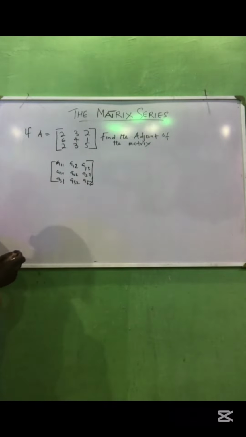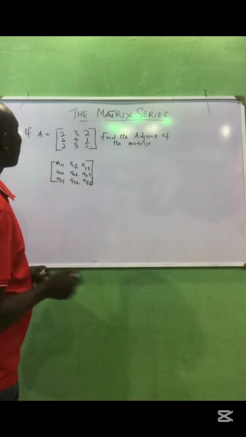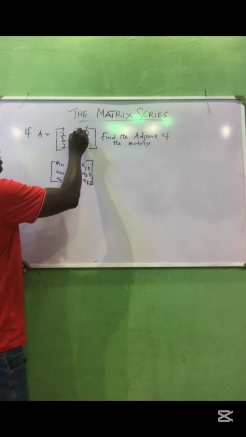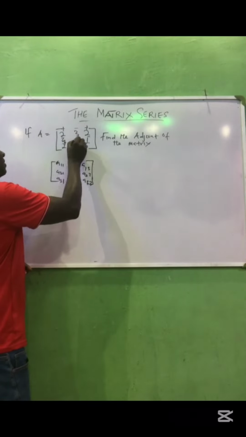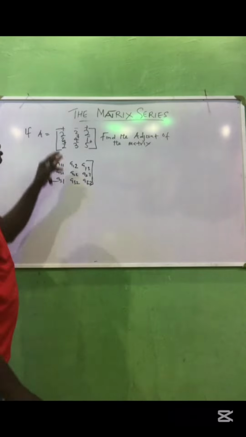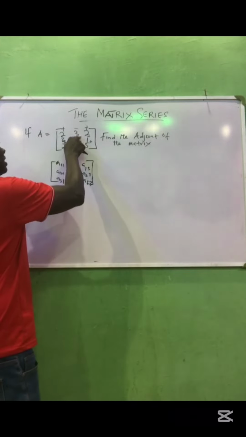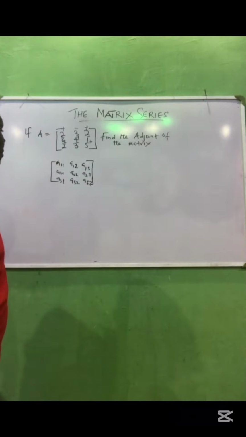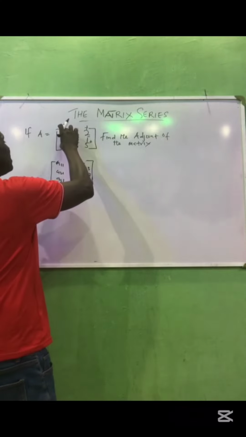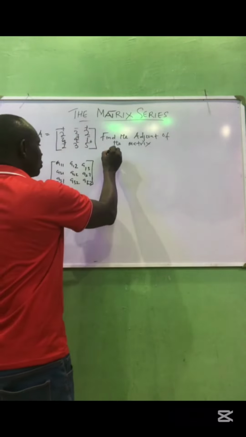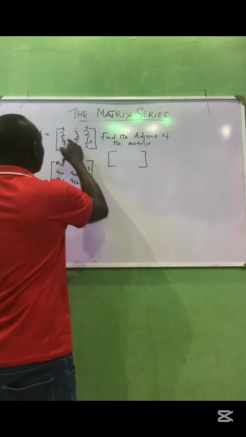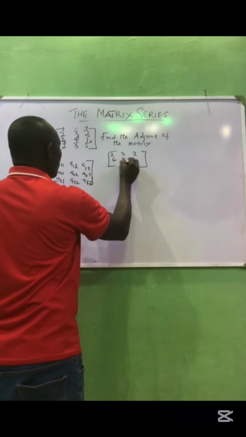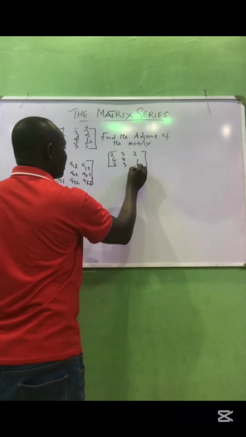To find the cofactor of this matrix, we assign a positive, negative, positive, negative, positive, negative, positive, negative, positive sign to each of these elements, and we now find the cofactor of the matrix. Now, let us take the first element. The matrix is 2, 3, 2, 6, 4, 1, 2, 3, 5.